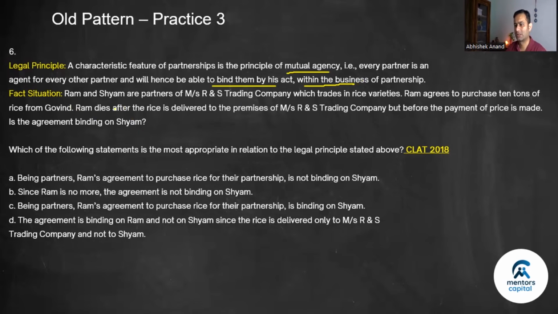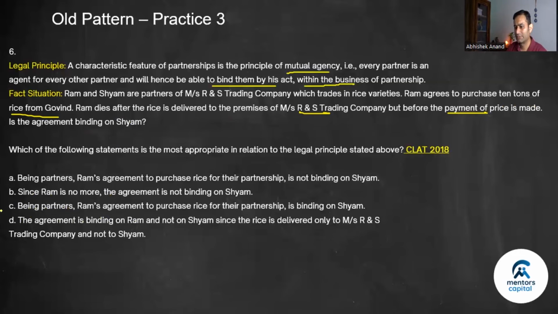Let's look at this. Ram and Shyam are partners of MS trading company which trade in rice varieties. Okay. Ram agrees to purchase 10 tons of rice from Govind, fine, for the business. Ram dies after the rice is delivered to the premises of these people, but before the payment. So, first decision, was it doing this for the business of the firm? The answer is yes. So, the mutual agency and the binding would be there. Is the agreement binding on Shyam? It is, because it was for the business.